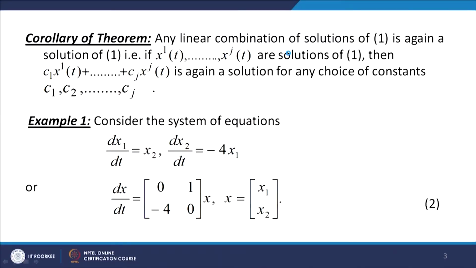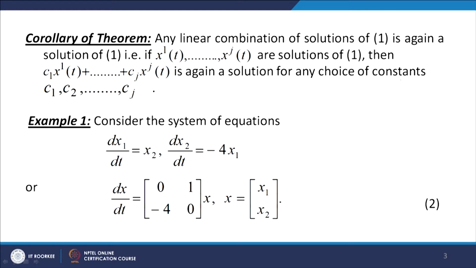Now, let us look at a corollary of this theorem 1. Any linear combination of solutions of 1 is again a solution of 1. That is, if x1(t), x2(t) and so on xj(t) are j solutions of equation 1, then c1 x1(t) plus c2 x2(t) and so on plus cj xj(t) is again a solution of equation 1 for any choice of constants c1, c2, cj.